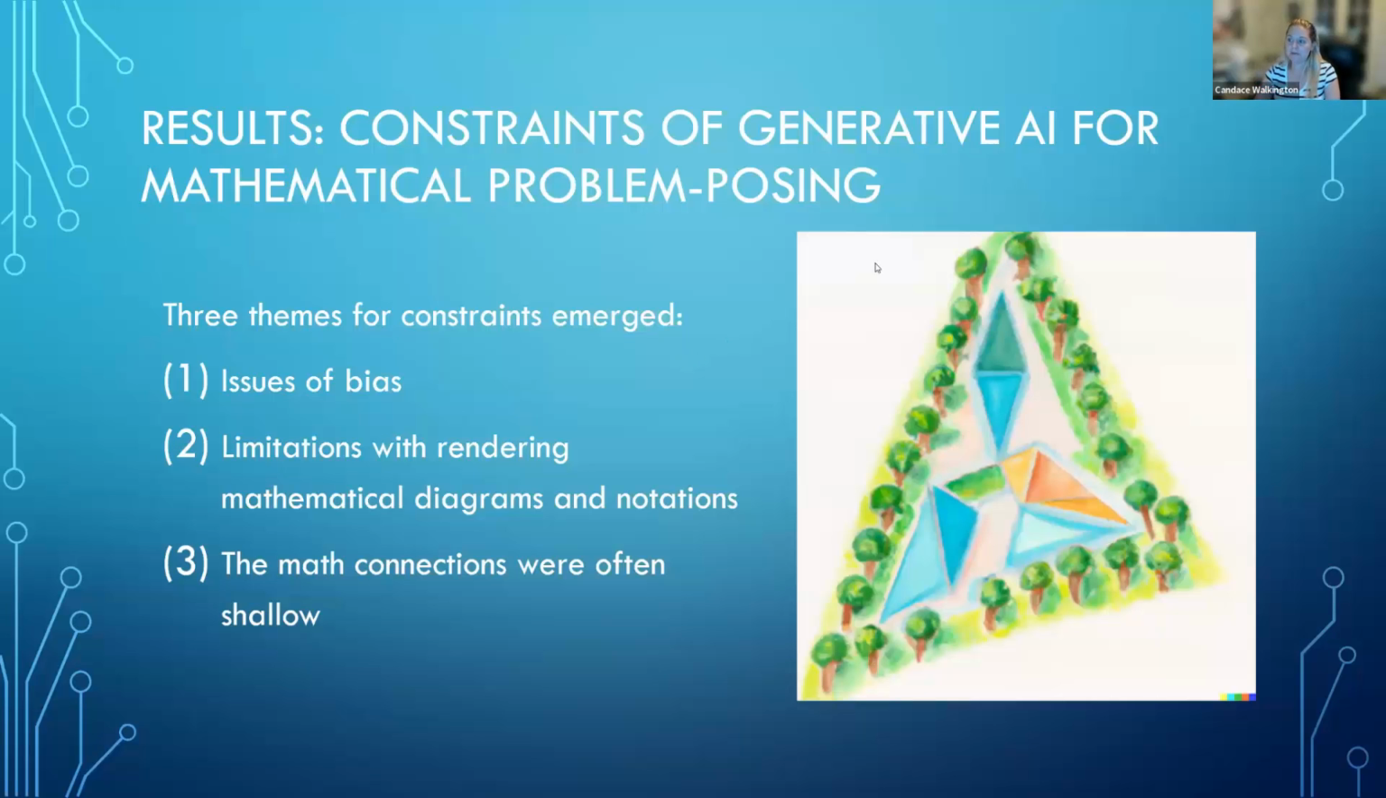Okay, so those were some of the affordances of generative AI. We also noticed some different constraints. The first constraint was issues of bias. The second was limitations with rendering mathematical diagrams and notations. And the third was, as you probably saw from these past slides, the math connections were often somewhat shallow. And this is an example of an illustration that DALL-E 2 generated for one of the girls' problems about a park that was a triangle.